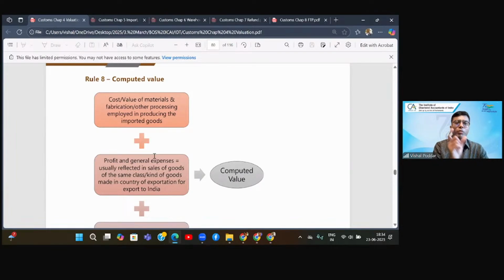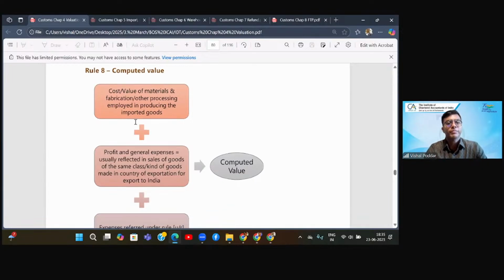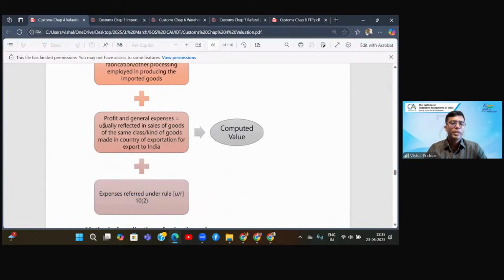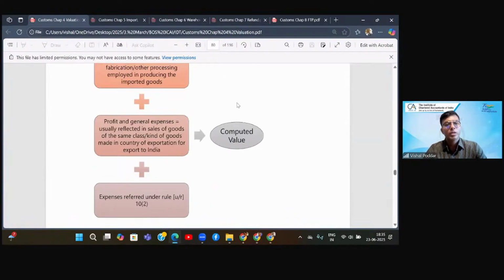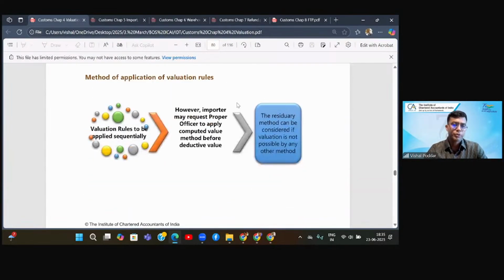And to that, he would have added all the cost of transport till the goods reach in India. All this will become your value as per rule 8. So you simply do cost sheet by adding up all the cost, adding the profit margin, and adding all the expenses for all transportation and everything till the goods land in India. This is what is the computed value approach.